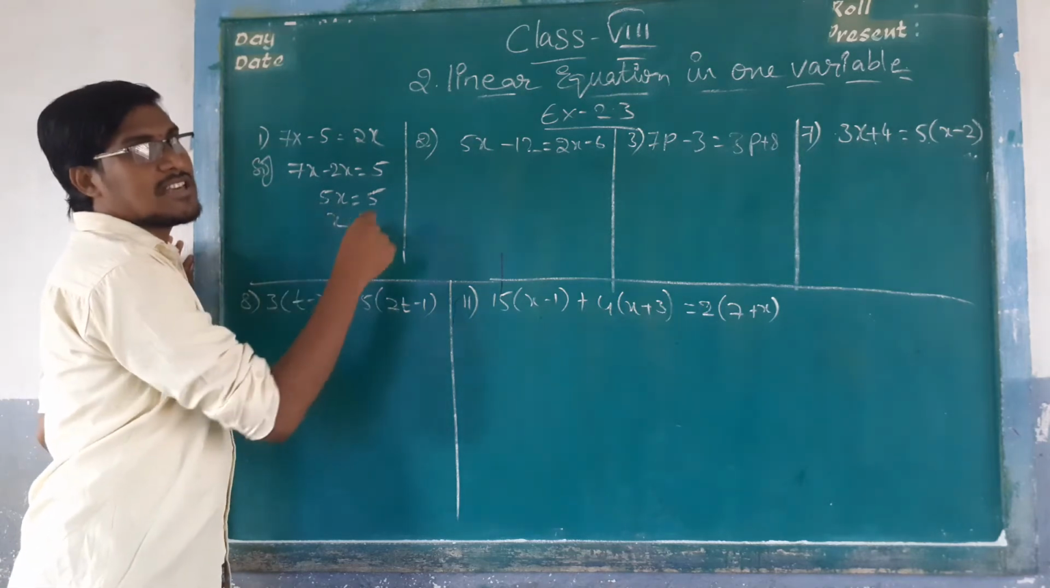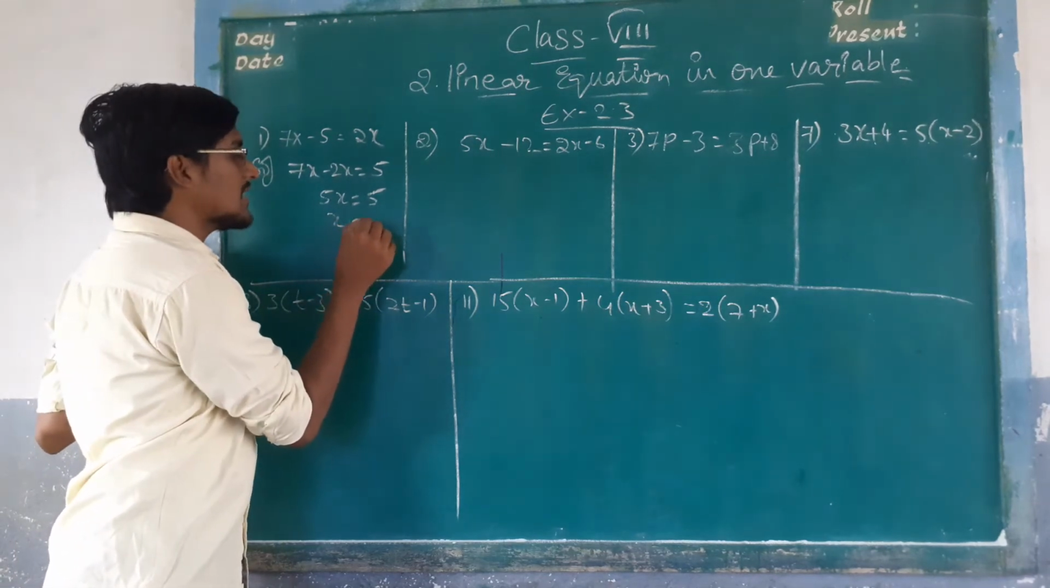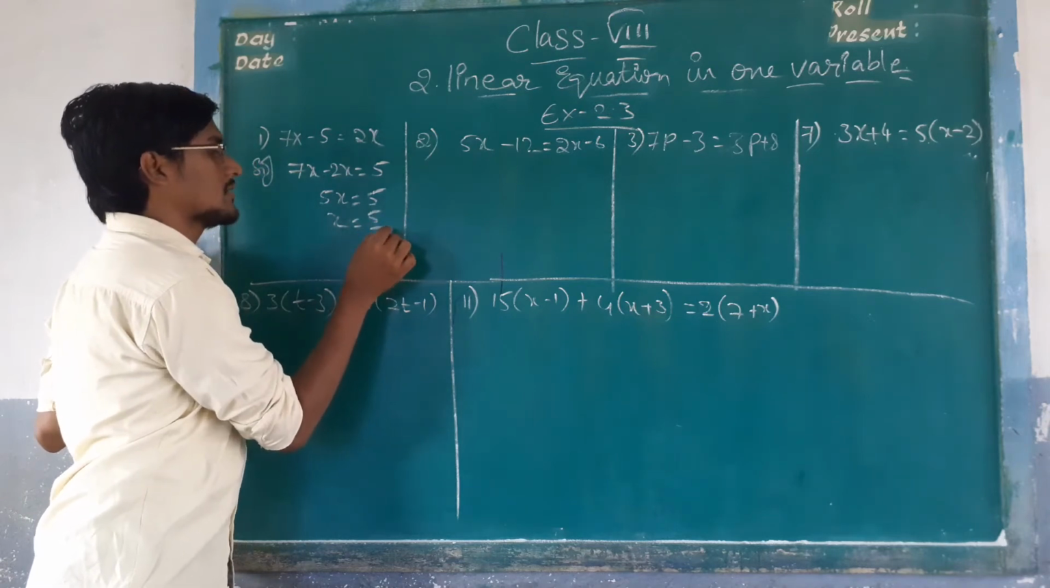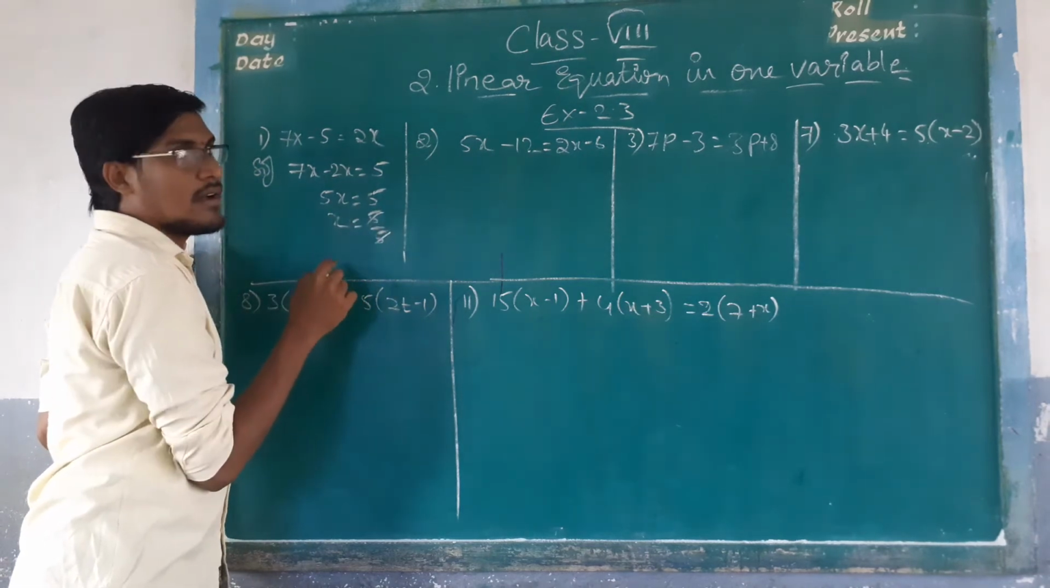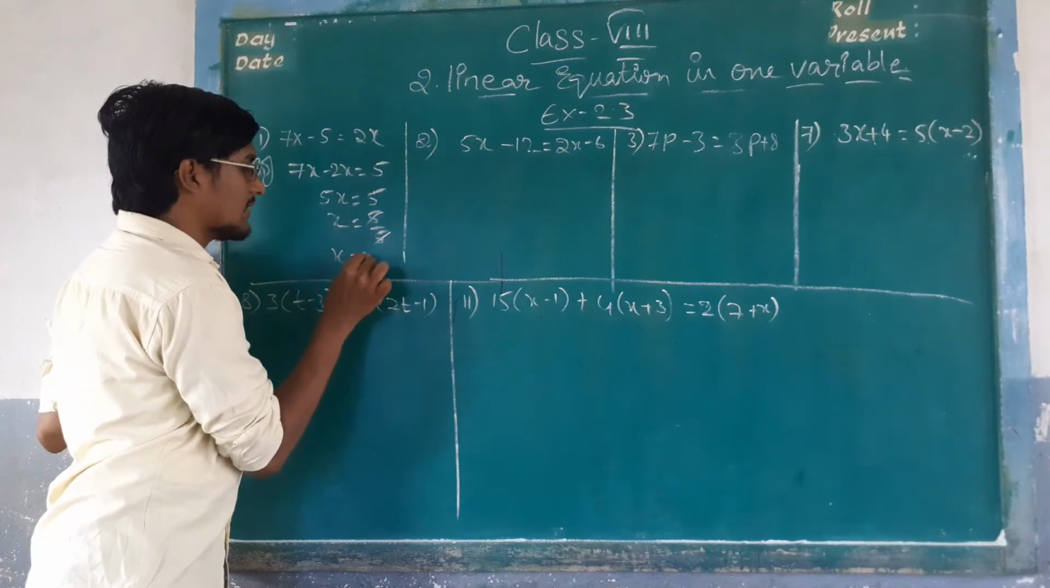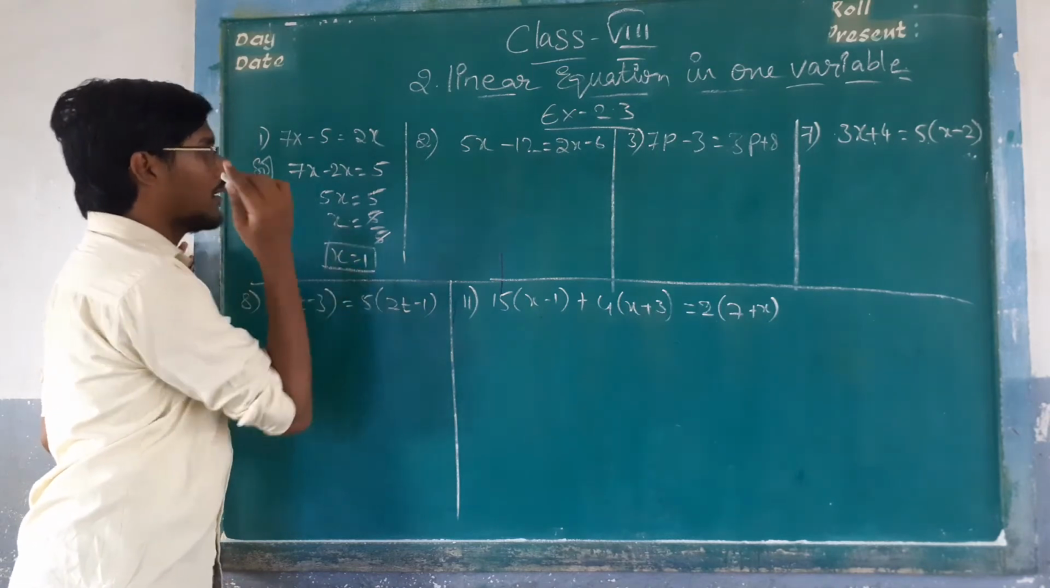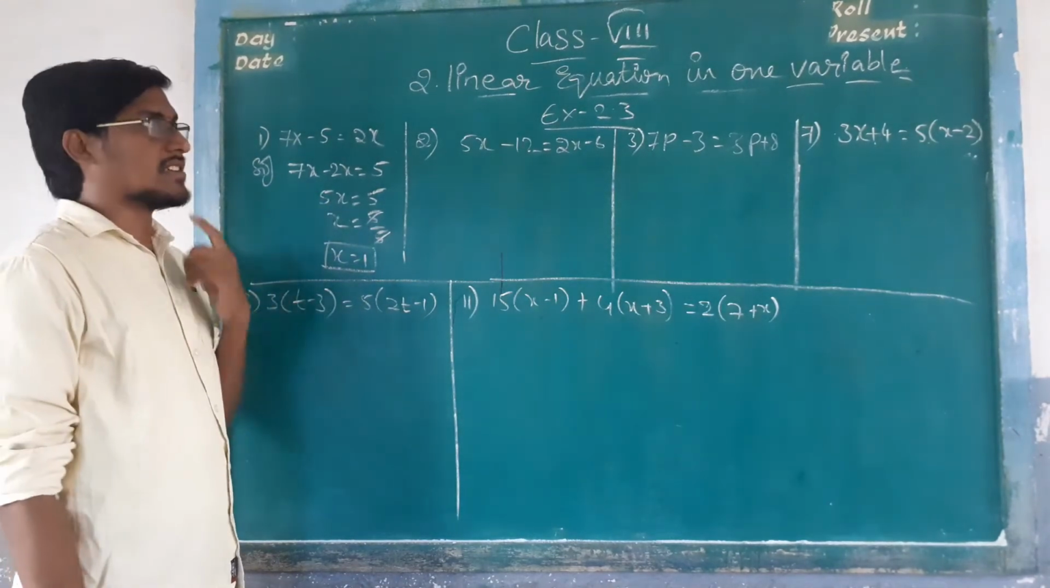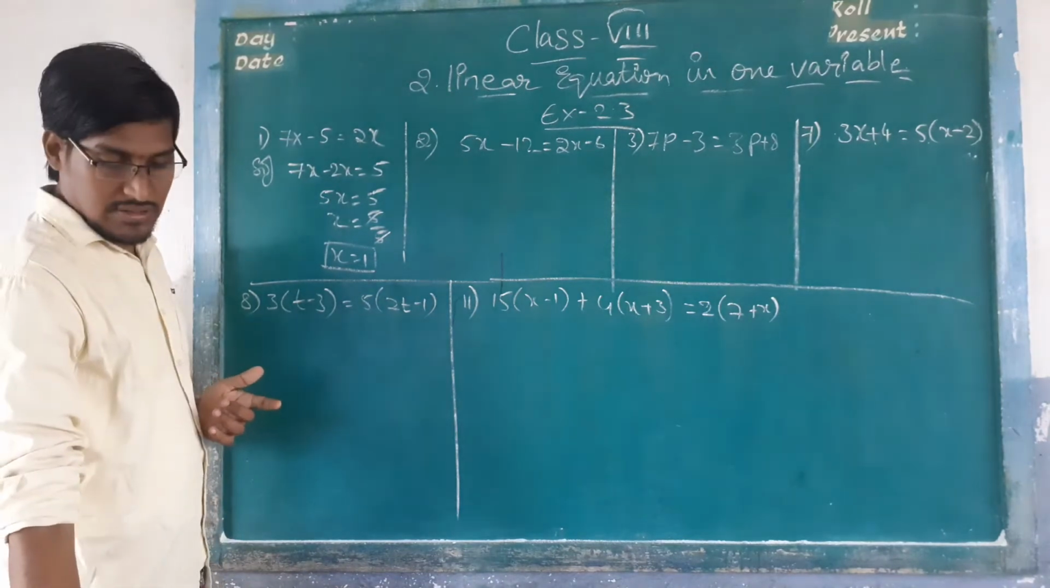5 is in multiplication, so when it moves to the right hand side it becomes division. 5 ones are 5, so x equal to 1. So this is the solution of the equation. Okay, now move on to the next sum.